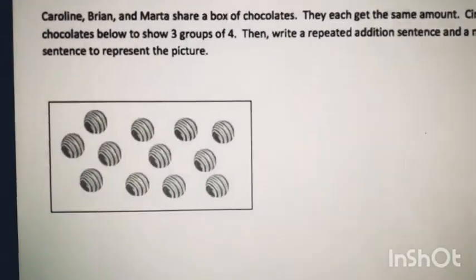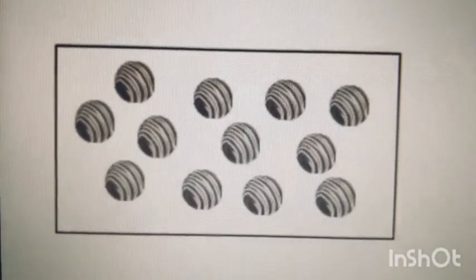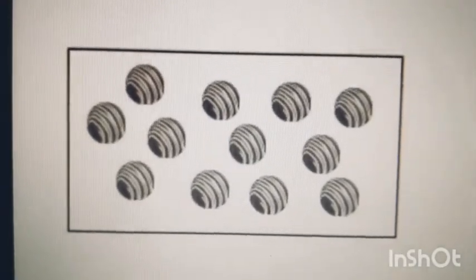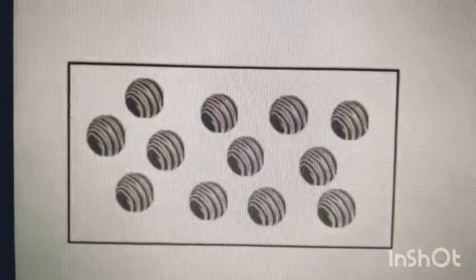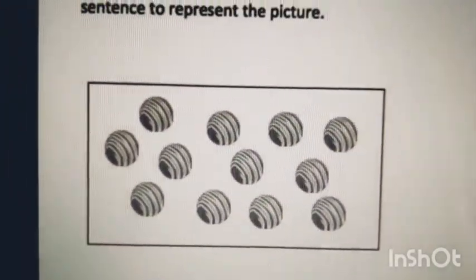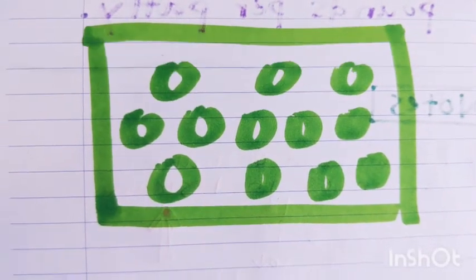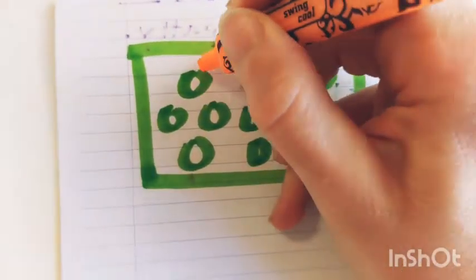So please start by drawing this on your paper. You can just use circles, you don't have to make them all fancy. And you're circling them in 3 groups of 4. So I have my drawing of 12 chocolates total, and I'm circling them in 3 groups of 4.